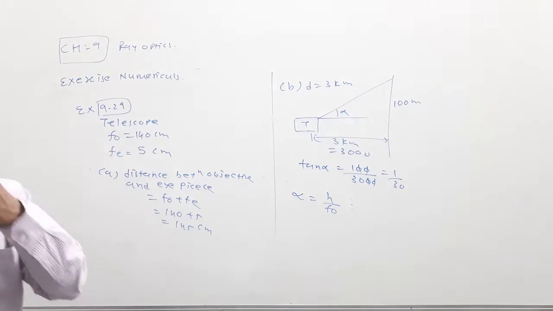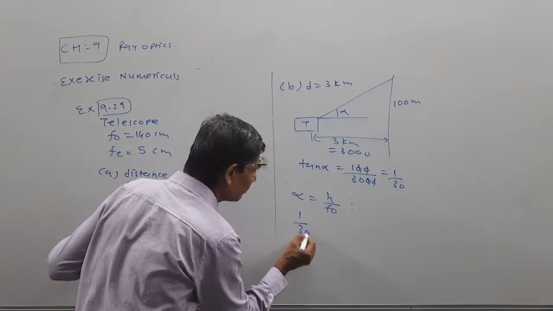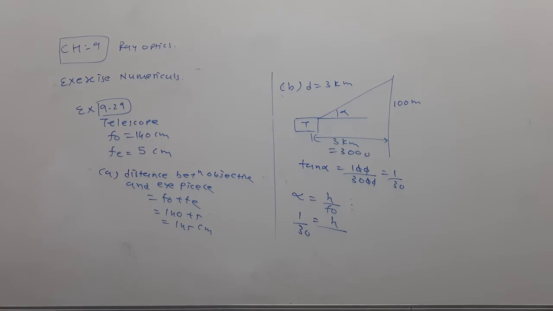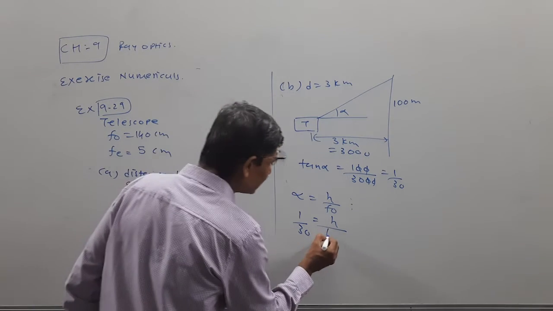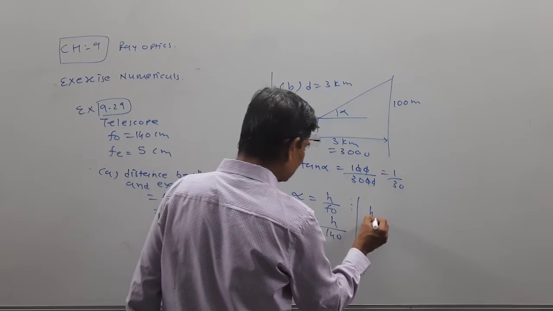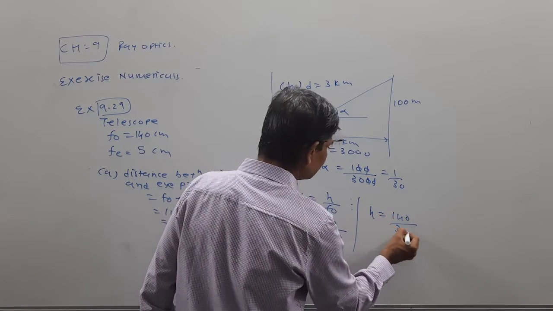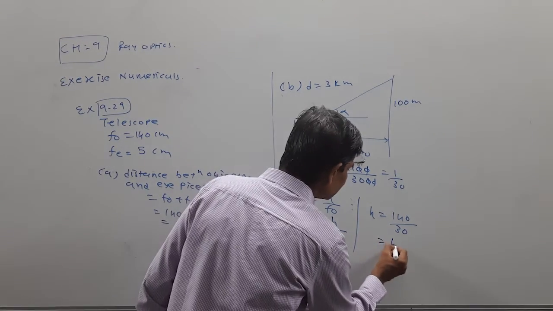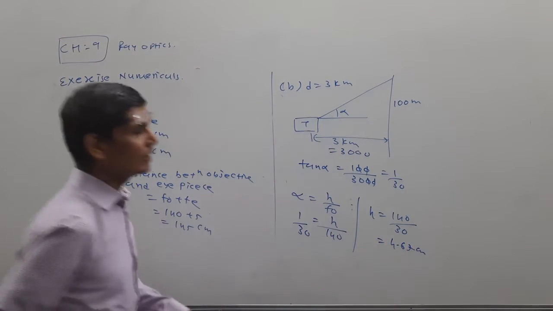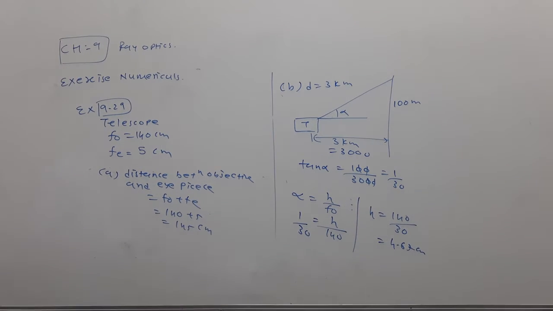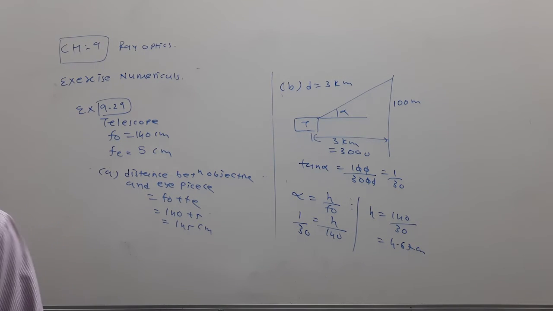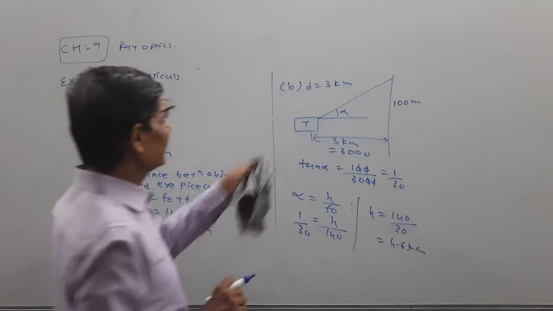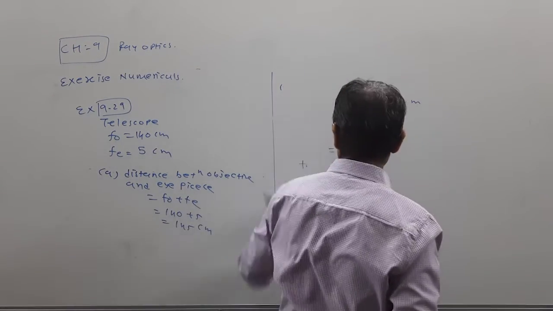So now we substitute the values. Alpha we obtained is 1 upon 30. See, FO is given as 140. So h we can find out is 140 by 30. Now 140 by 30 turns out to be 4.67 centimeter. This is the second part of the question. Third, see the final distance is obtained as 25 centimeter.